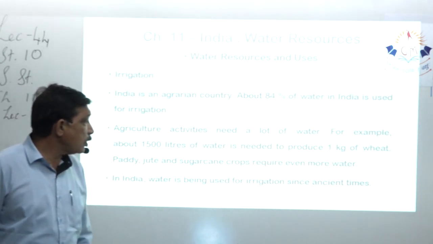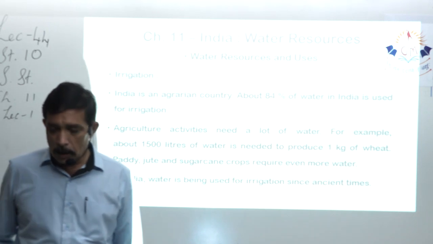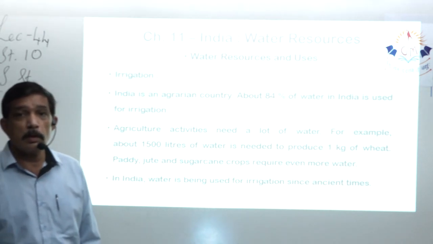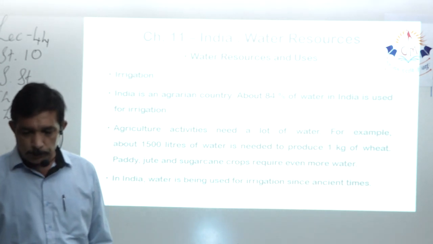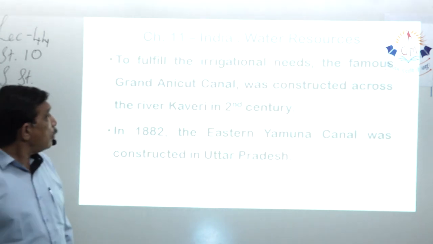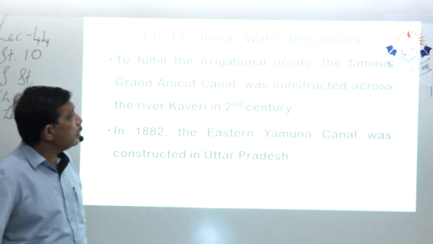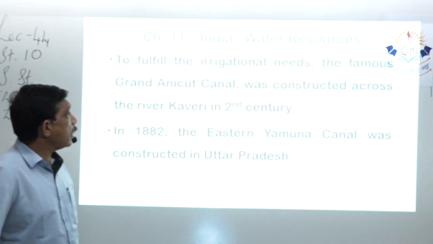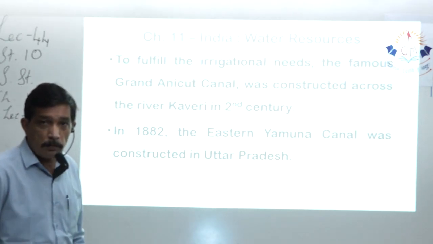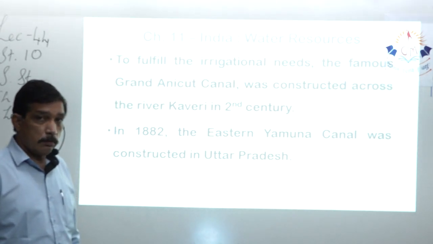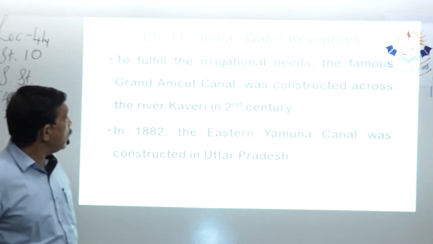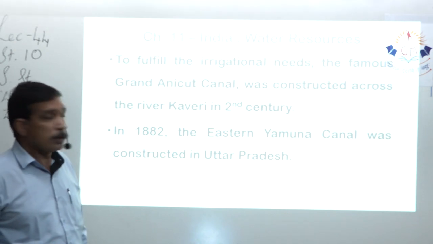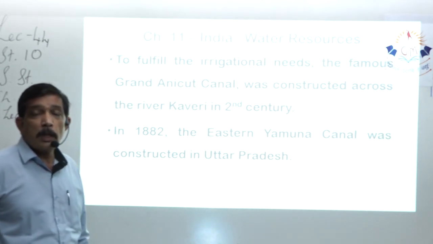In India, water has been used for irrigation since ancient times, that we know. Without giving water to the plants, you cannot have crop. Now, to fulfill the irrigational needs, the famous Grand Anicut Canal was constructed across the river Kaveri in the 2nd century. Seeing the need of the people, the kings also fulfilled their duties by making a canal named Anicut Canal in the 2nd century on the river Kaveri.